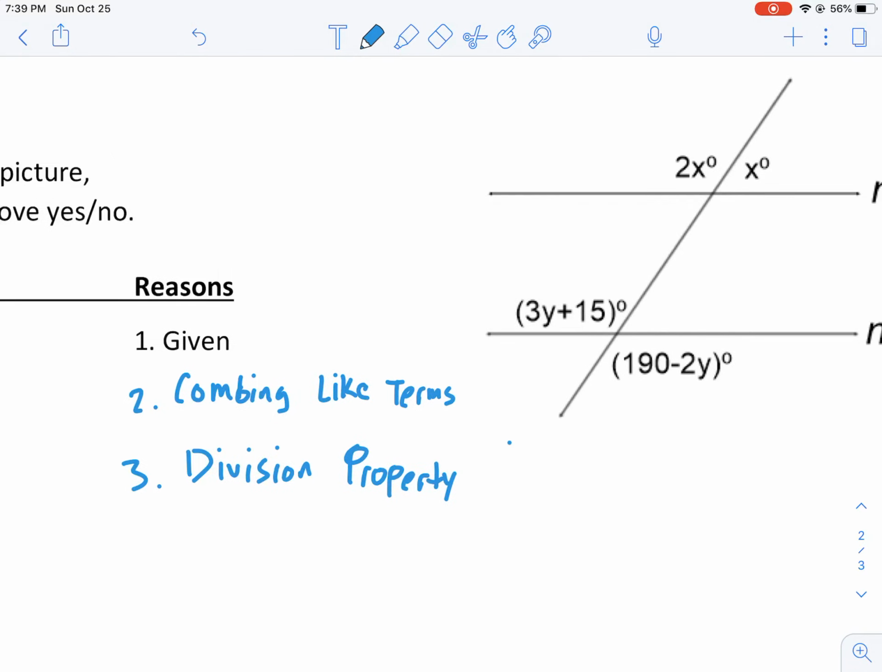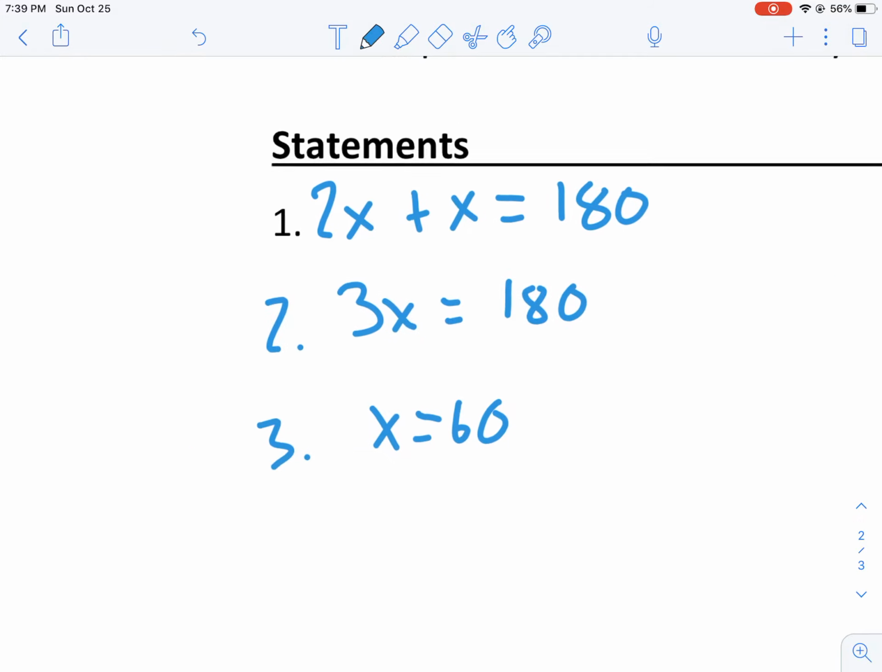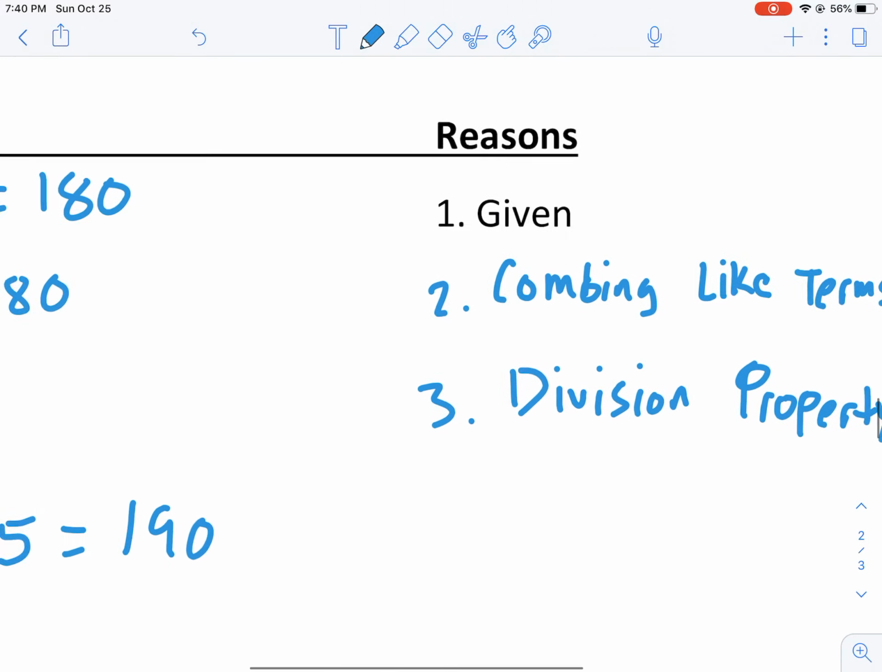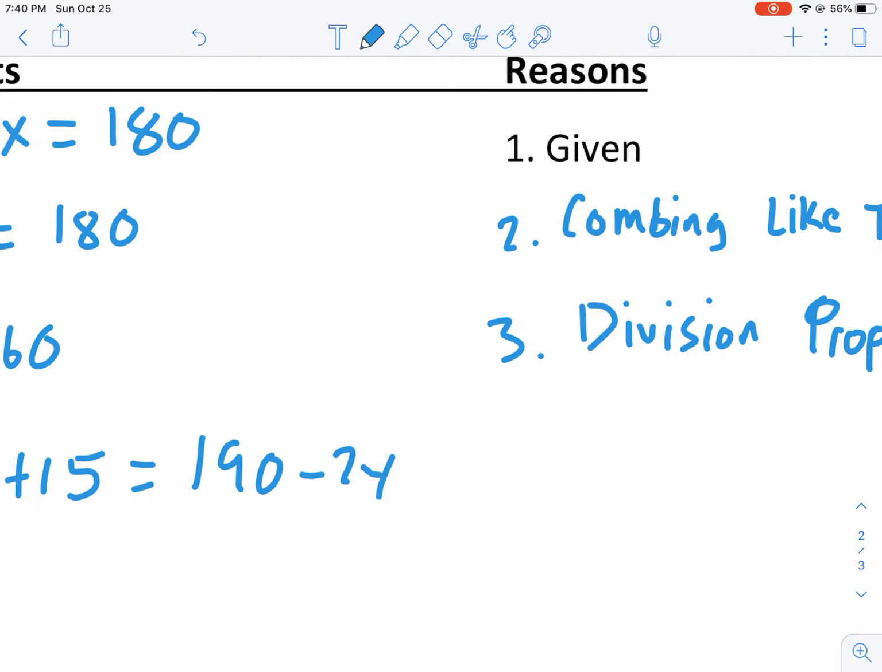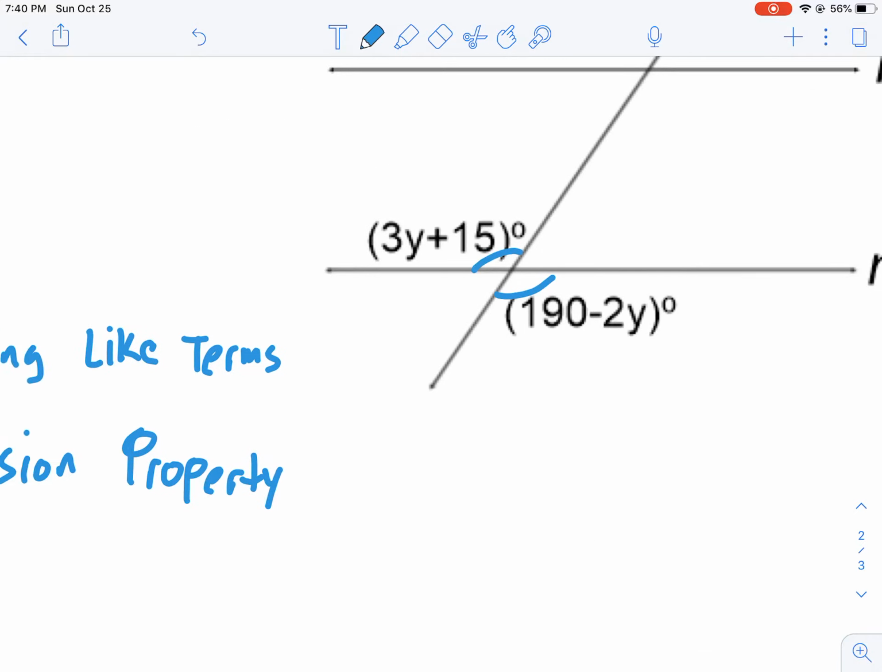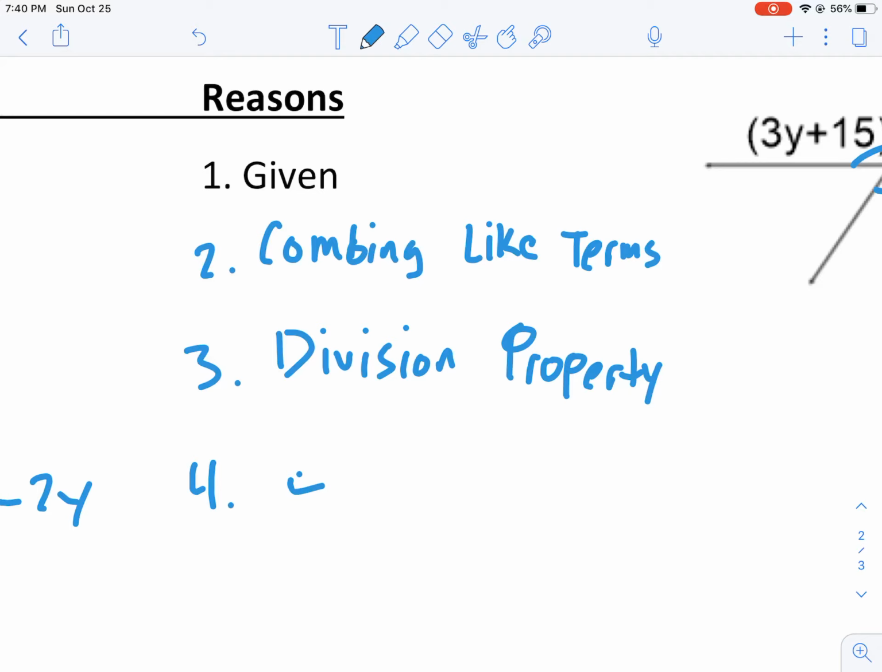We've also got to find y, right? So we've got 3y plus 15 equals 190 minus 2y. And those are vertical angles, right? So that's how we know they're the same. So we can say vertical angles as our reason there.